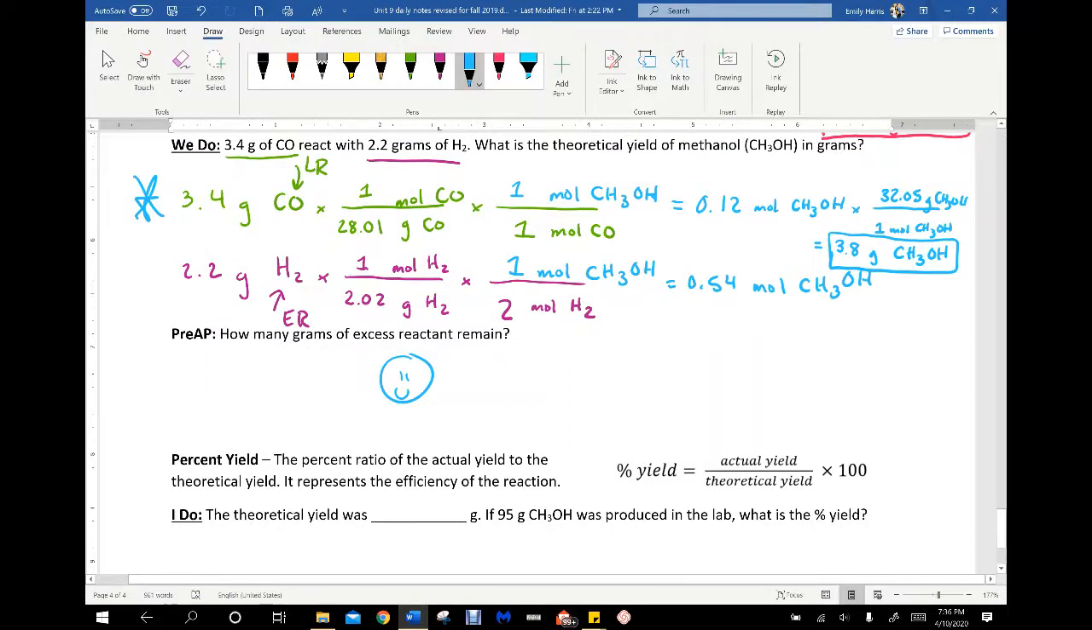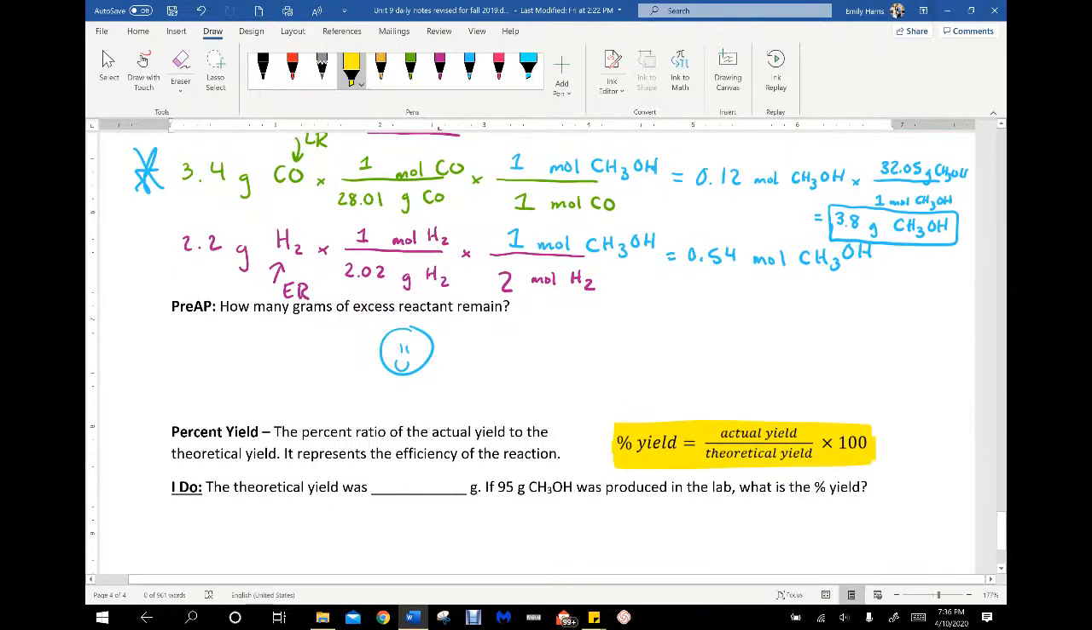So percent yield is kind of how you tell how well you did in the lab. Basically, how much product you actually made compared to the theoretical yield. So our formula for percent yield is you take the actual yield, divide it by the theoretical yield, and multiply by 100. And so it's essentially representing a ratio. And what that ratio tells us is how efficient or how good your reaction was. If your percent yield is high, that means your reaction was efficient. If it's low, that means it was not very efficient at making the product that you calculated.